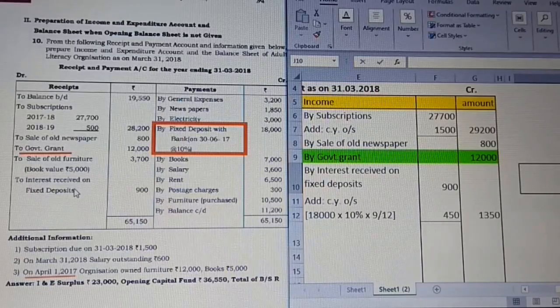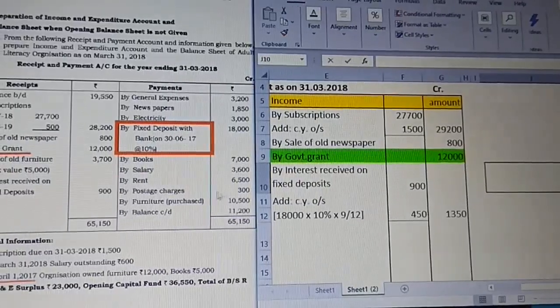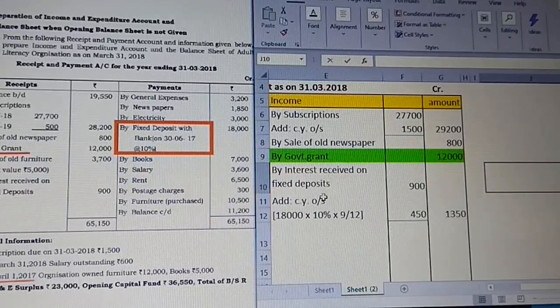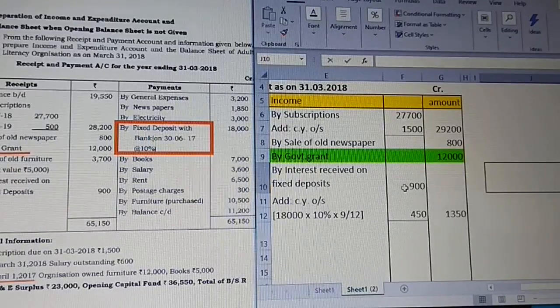Next, interest received on fixed deposit. Now concentrating on that, just observe towards your income side. Interest on fixed deposit 900, I've taken it in the inner column because we need to find out what is the outstanding. Always when you have, you just have a calculation to find out whether there is outstanding, because here they have given on the payment side, I have highlighted a box 10%.